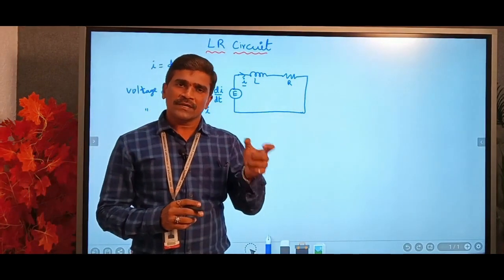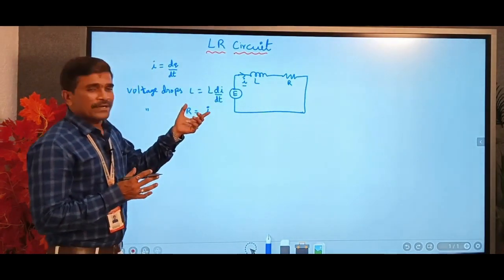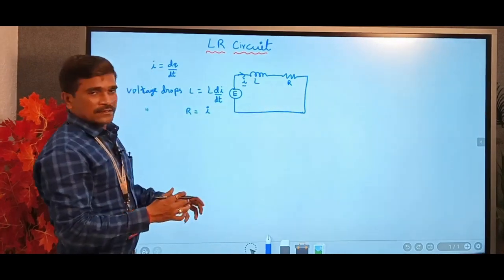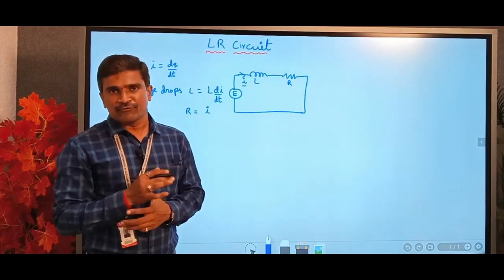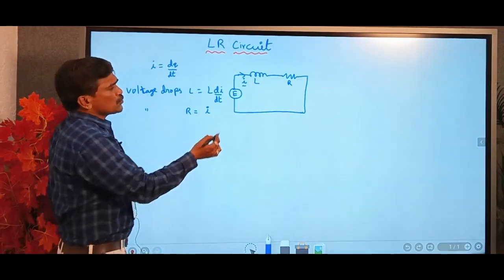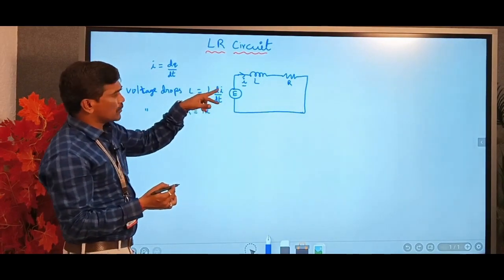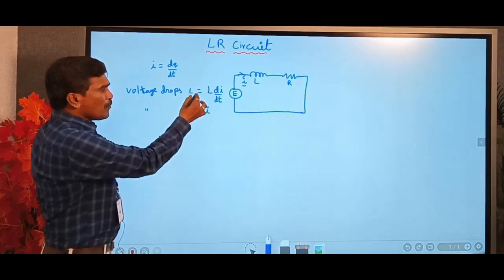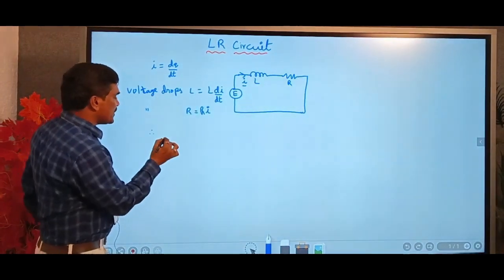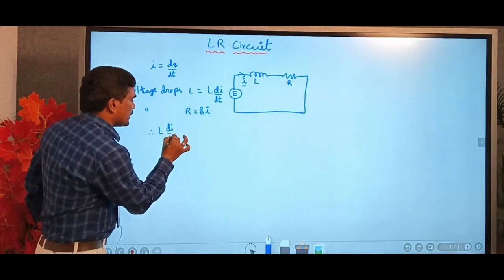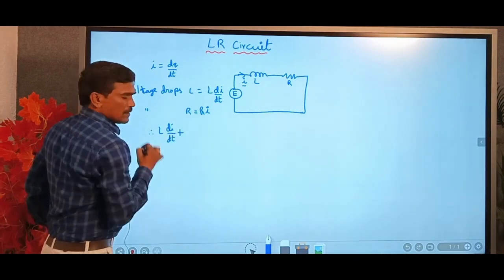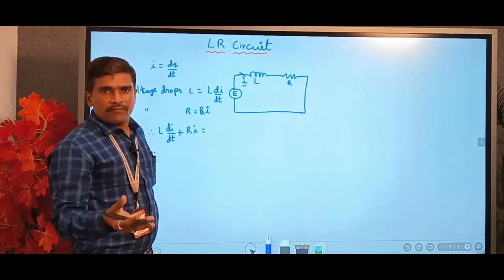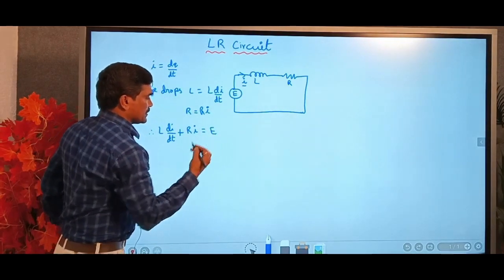Now, by the voltage law. What is the voltage law? The voltage law says that the algebraic sum of the voltage drops across a given electric circuit, across L and R, is equal to the resultant electromotive force, denoted by E. So the voltage drop across the inductance is L di by dt and across the resistance is Ri. The condition is L di by dt plus Ri is equal to the resultant electromotive force E.